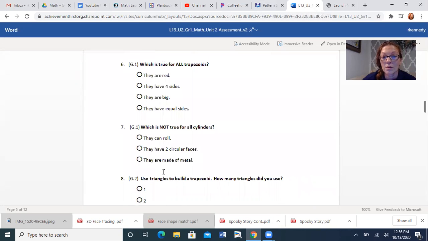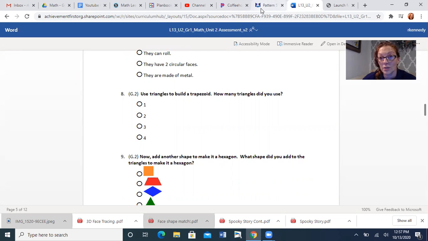All right, and the next one: which is true for all trapezoids? Are they all red? Do they all have 4 sides? Are they all big? Do they all have equal sides? They get to pick one. Color in one of those that is true for all trapezoids. Which is not true for all cylinders? Can all cylinders roll? Do all of them have 2 circular faces? Are all of them made of metal? They need to pick one. Color in one of these circles in Kami.